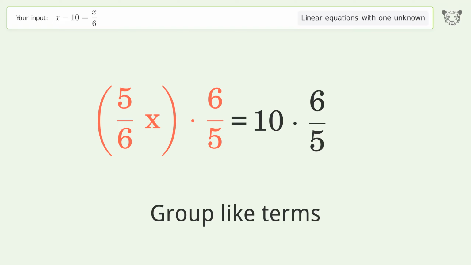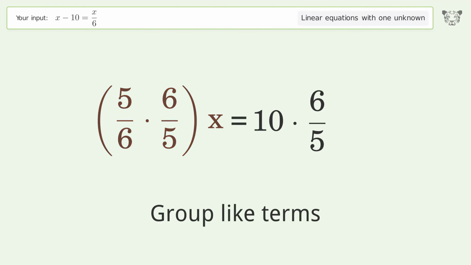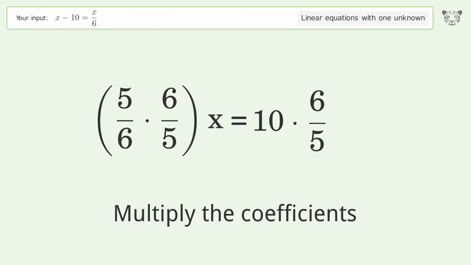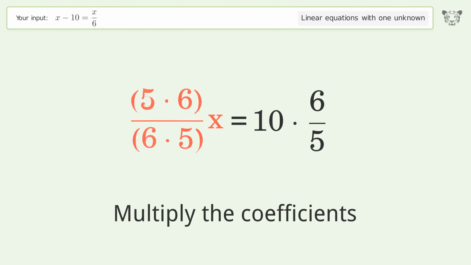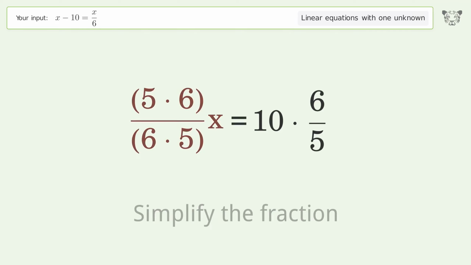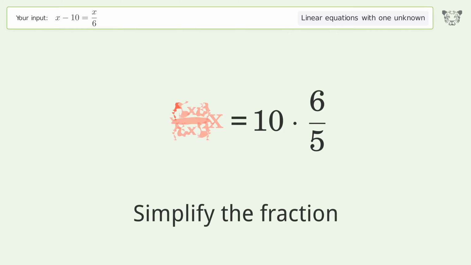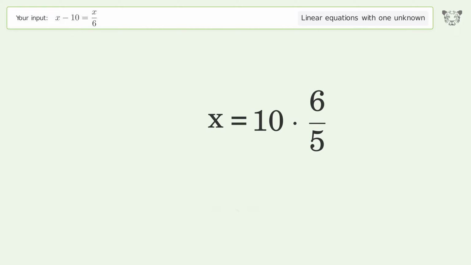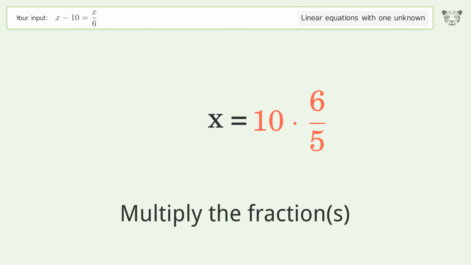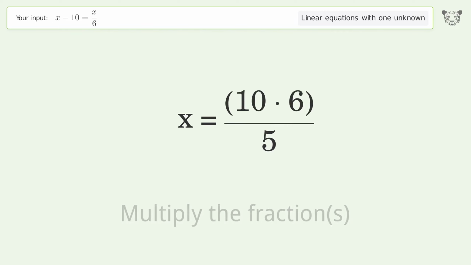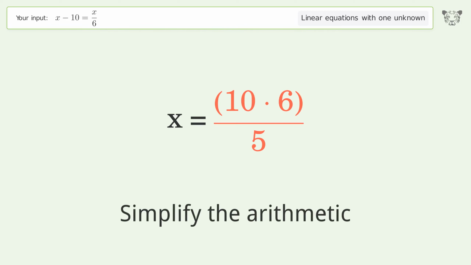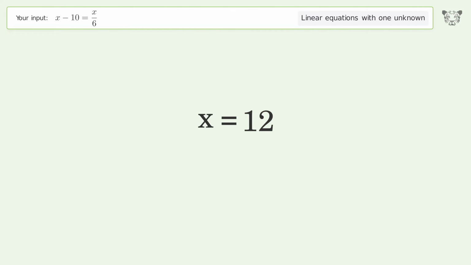Group like terms. Multiply the coefficients. Simplify the fraction. Multiply the fractions. Simplify the arithmetic. And so the final result is x equals 12.